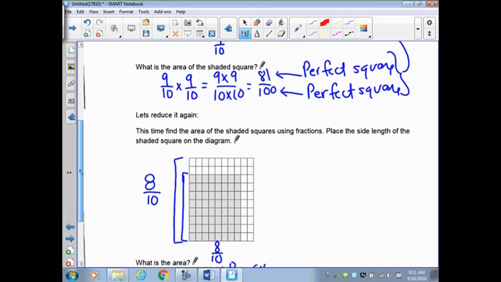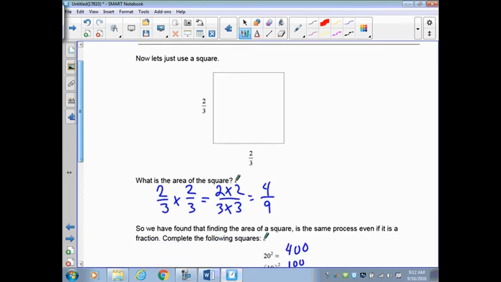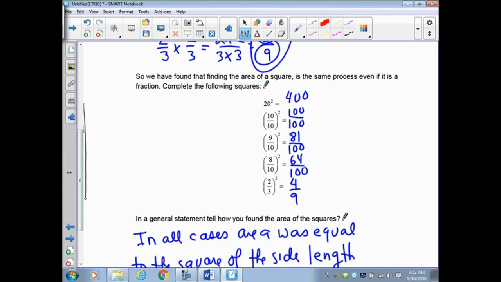If you go down to 8 over 10, we know 64 is a perfect square. And this one here, 100, is also perfect, so that makes 64 over 100 a perfect square. 2/3: 4 is a perfect square, 9 is a perfect square, that means 4/9 is a perfect square. So if you look at every single one of the ones we did here, every single number in that whole column is a perfect square.